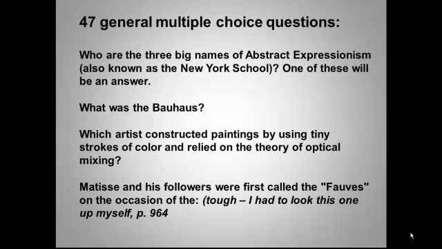What was the Bauhaus? Which artist constructed paintings by using tiny strokes of color and relied on the theory of optical mixing? His technique was also called pointillism, a very broad hint. Matisse and his followers were first called the Fauves on the occasion of the... I thought this was a hard question. I had to look it up myself, and in fact, I ended up putting some of these major shows onto your timeline.